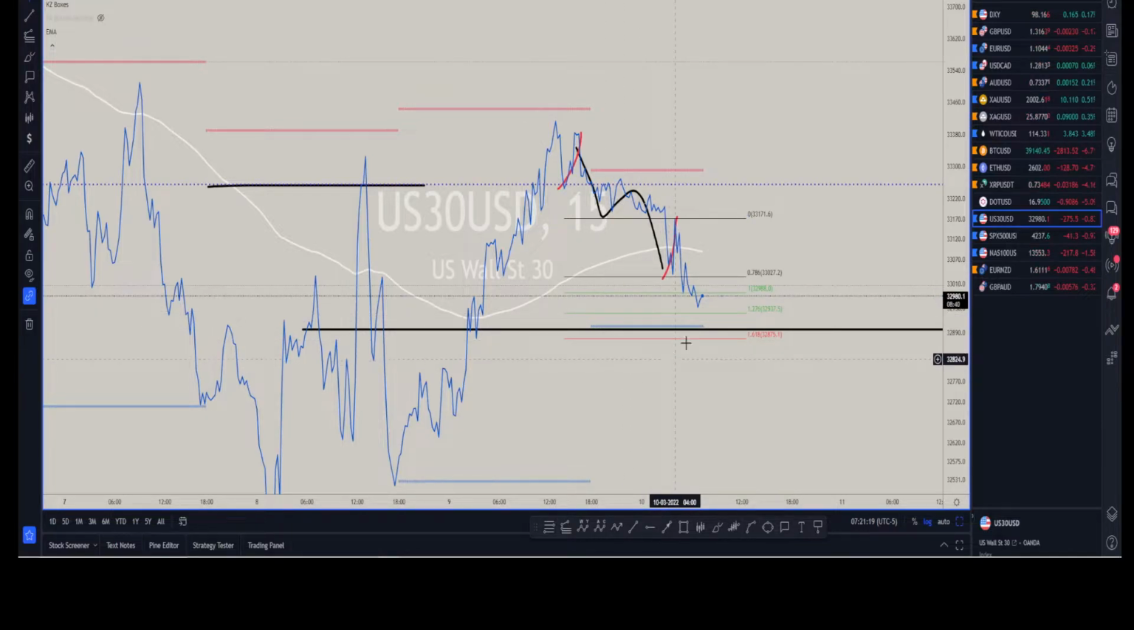Fair value gap filled. Are we looking for the up move? Yeah, why not? So that's a trade for you. Where's the invalidity? Below here, for this trade. Can we have something like this? Where's the liquidity? That's my liquidity. Can we have something like this and dumps back again on us?